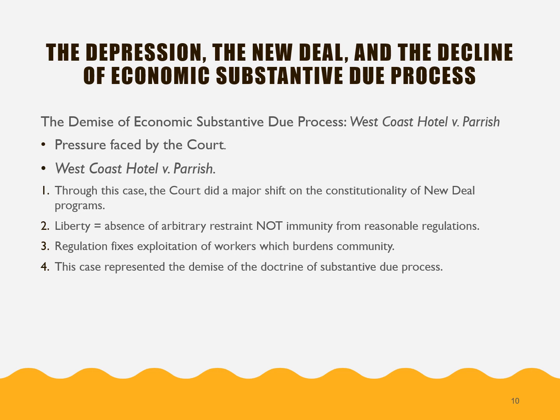Through this case, the court did a major shift on the constitutionality of New Deal programs. And they said that liberty is the absence of arbitrary restraint, not immunity from reasonable regulations. Now, the entire idea that reasonable regulations, again, we're looking at what is reasonable. Well, in this case, reasonable, I suppose, is a regulation that Congress is going to reform the courts if you don't let it pass.